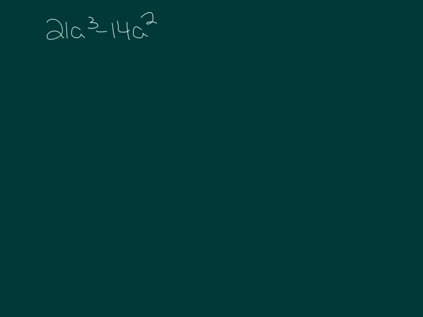What if I have 21a cubed minus 14a squared? We want to find that GCF. What's the GCF between 21 and 14? The biggest number that divides 21 and 14 is 7. Then you look at your common variables. a is common to both of these. You use the smallest exponent, so we're going to use a squared.